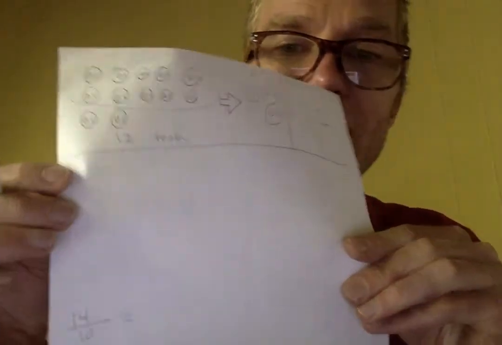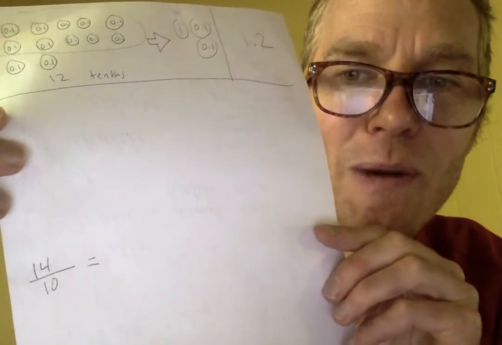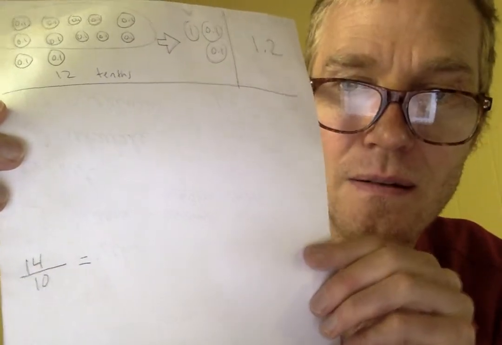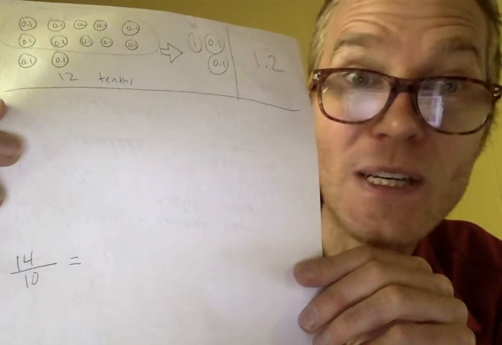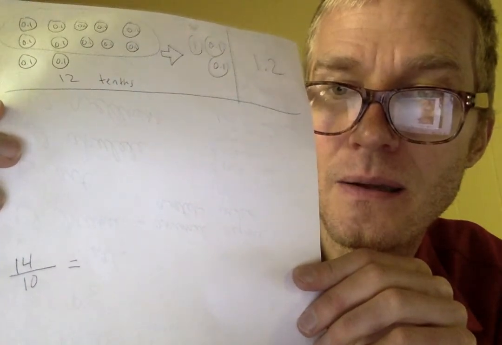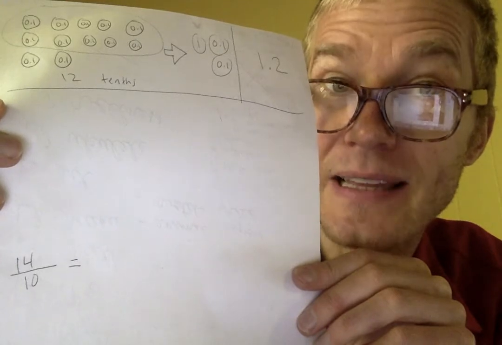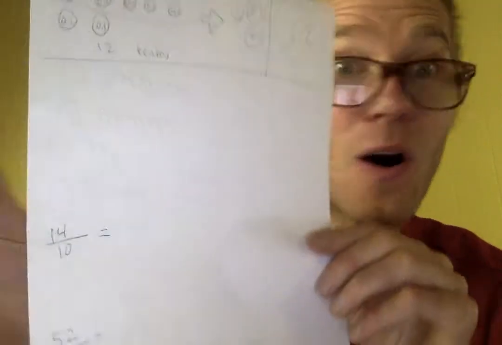What about this one down here? They might not draw it out for you. You just have to think about it. Well, what about 14 tenths? 14 is like having 14 dimes. How much is that? 14 tenths. Well, 10 tenths is the whole, right? So I'm just going to break it up into 10 tenths plus 4 tenths.